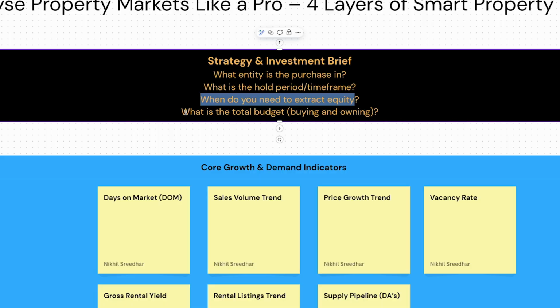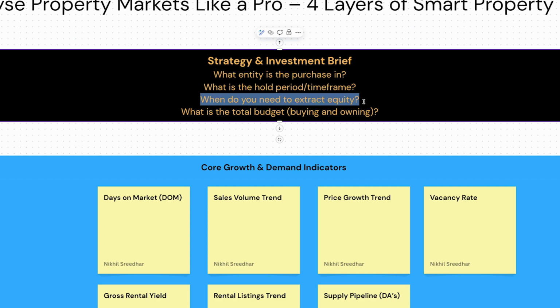The first step before getting started is to understand the strategy and the investment brief. This is the key input to how we analyze the remaining layers of finding the right suburb. The first step is to understand what entity we are buying the property in. Is it in your own name? Is it in a super fund? Is it in a trust or another company structure? That's super important. Then we need to understand what is the hold period or time frame before you need to sell this property. We also need to understand when you want to extract the equity.